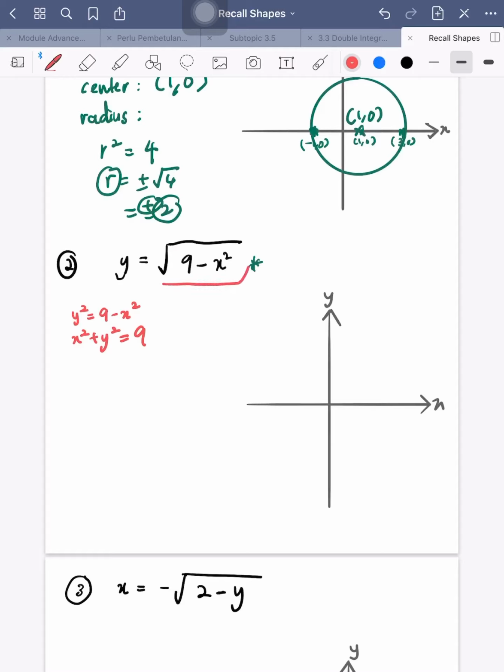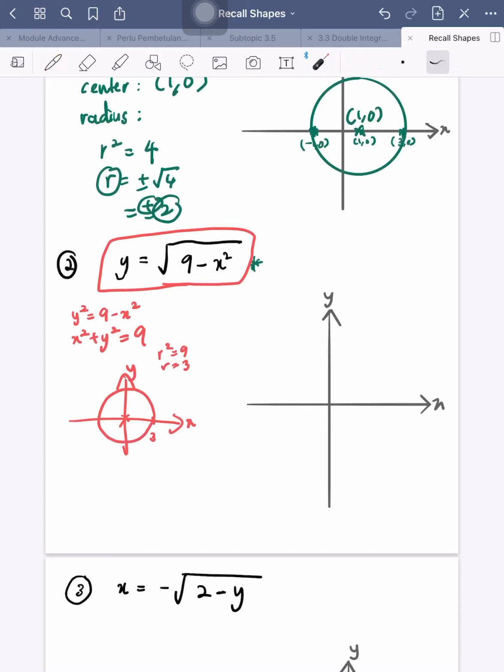So this is half of a circle. If you sketch, this one has center (0, 0), and the radius is r squared equals 9, r equals 3. So your circle has radius 3. Since y is always positive, the shape of this function or equation is a semicircle on top only, because y is always positive. So here radius 3, we label the coordinates, and center (0, 0). So this is the graph of y equals square root of 9 minus x squared.